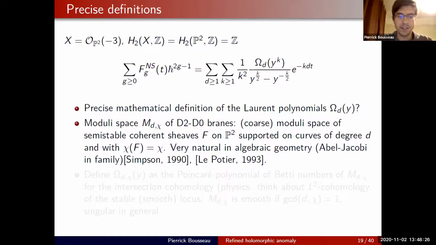in fact, M d chi has a map to the space of curves of degree d in P2, which is just a projective space. And the fiber over a point in the space of curves is isomorphic to the Jacobian of this curve, if the curve is smooth, because it's the set of all possible line bundles that you can put on your given holomorphic curve in P2.